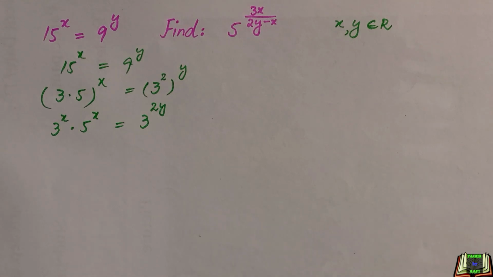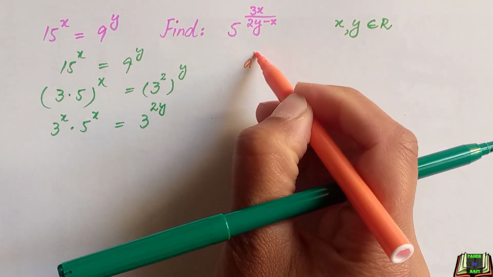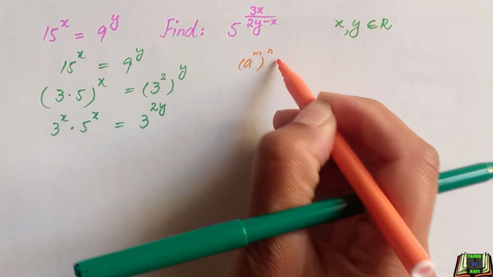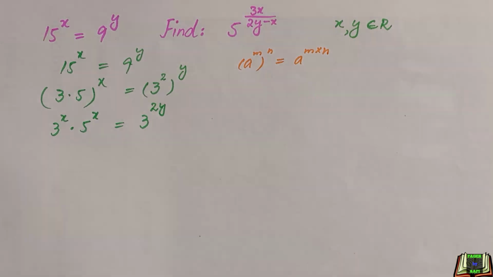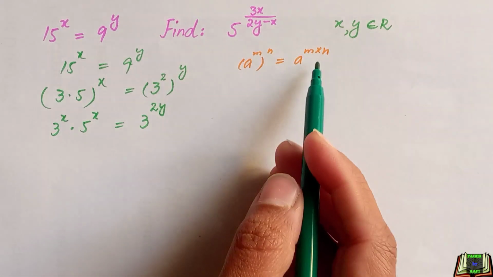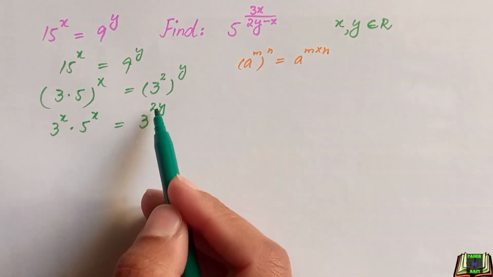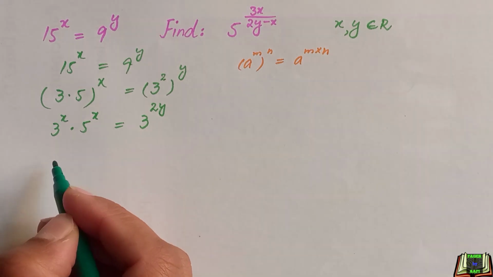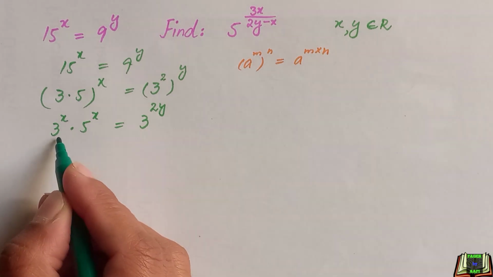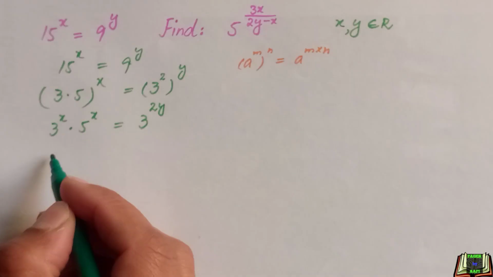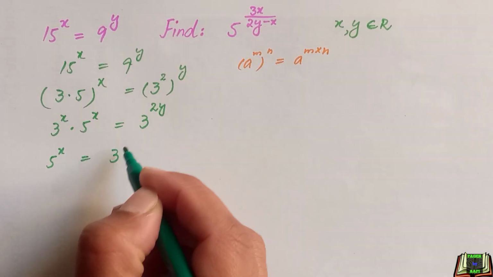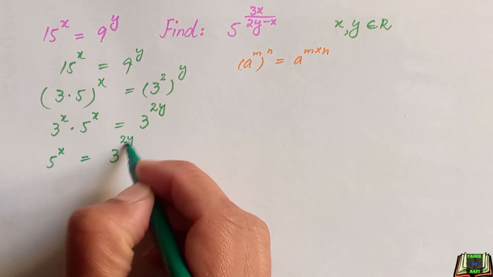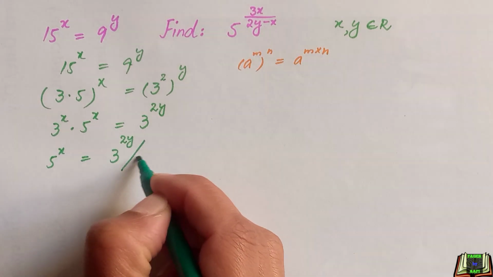Because we use the power of a power rule here, that says if a raised to power m is raised to power n, meaning a nested power, we can multiply these two powers, m times n. Basically we multiply these two powers: 2 times y is 2y. In the next step we are going to take this 3 raised to power x to the right hand side, so it will be divided. 5 raised to power x is equal to 3 raised to power 2y divided by 3 raised to power x.